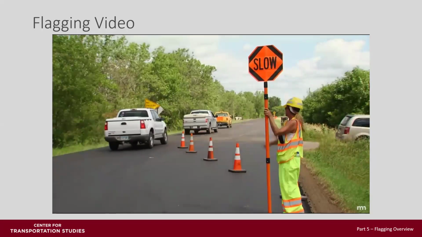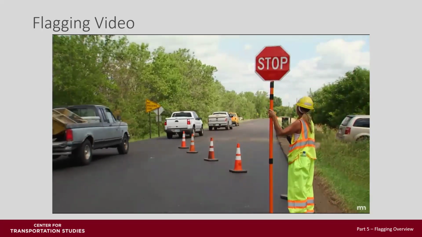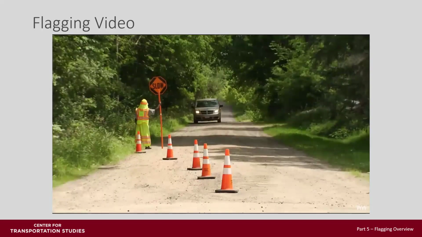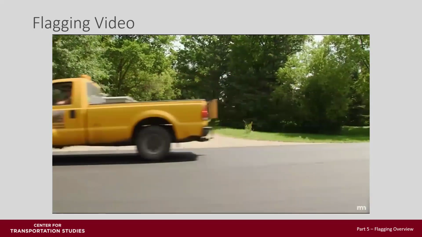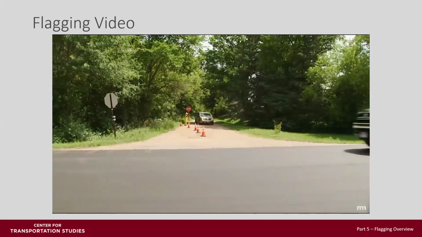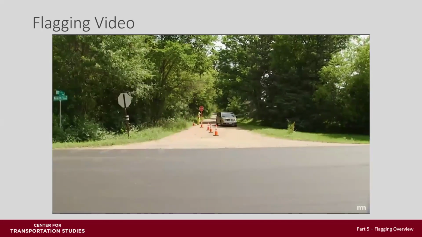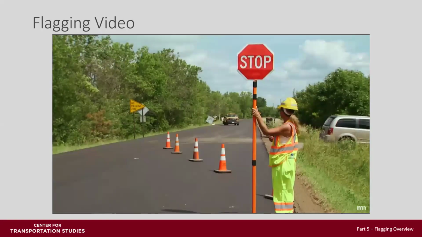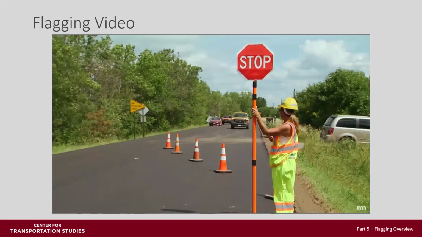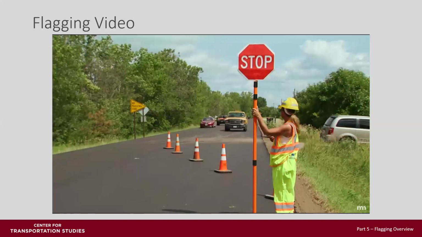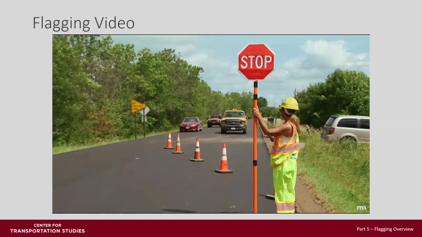This operation uses a flagger at each end of the one-lane section. Additional flaggers may also be used at intersections within the work zone to prevent cars from entering traffic against the direction the pilot car is leading the traffic. In this type of operation, the flagger holds all traffic on each end of the work zone until the pilot car arrives and leads the traffic through the work zone.